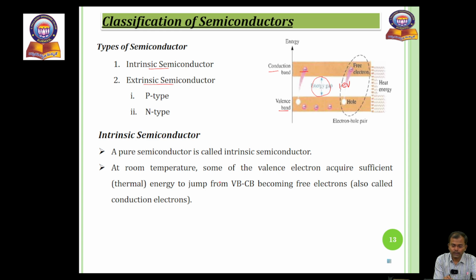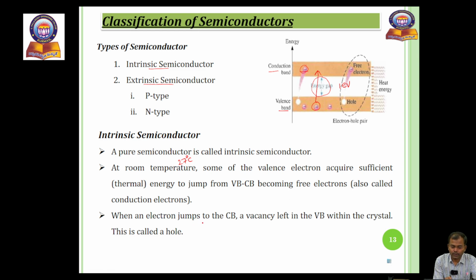At room temperature, some of the valence electrons acquire sufficient energy to jump from the valence band to the conduction band, becoming free electrons, also called conduction electrons. That is at room temperature, 27 degrees centigrade. Some of the electrons in the valence band gain energy from the room temperature and jump into the conduction band, and in the conduction band they are free to move.